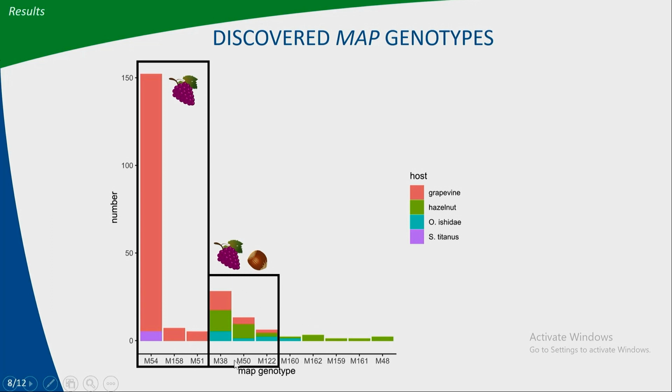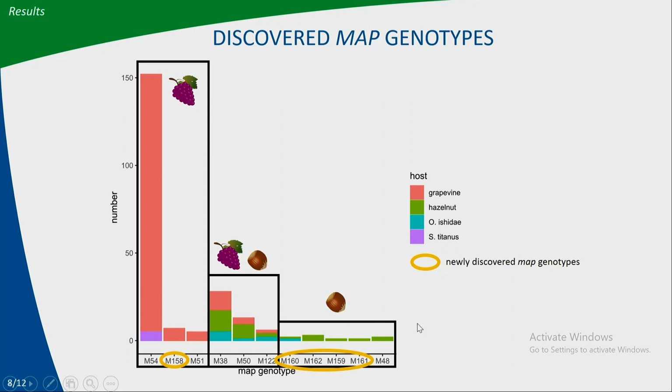Then the next ones were common to grapevine and hazelnut. These are M38, M50, and M122. All these 3 were also detected in the Orientus ishida samples, which shows that it's really the possible vector between the hazelnuts. The next group are the genotypes that were found just on hazelnuts.